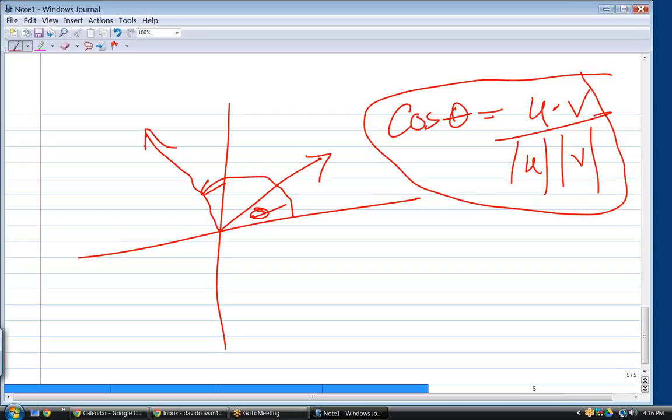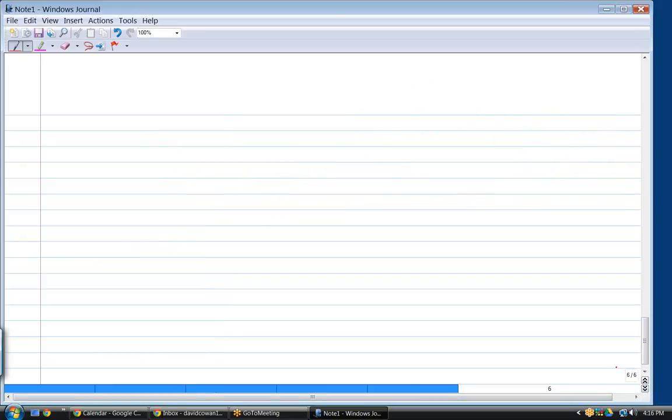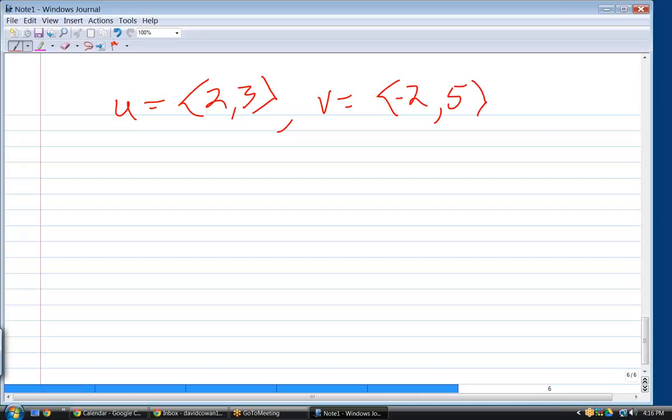Want to do a problem of finding the angle between vectors? Yeah, sure. Okay. Find the angle between these two vectors. We may have done this yesterday. I don't know, but if we did it, I did it, not you. So let's see if you can do it. Okay.